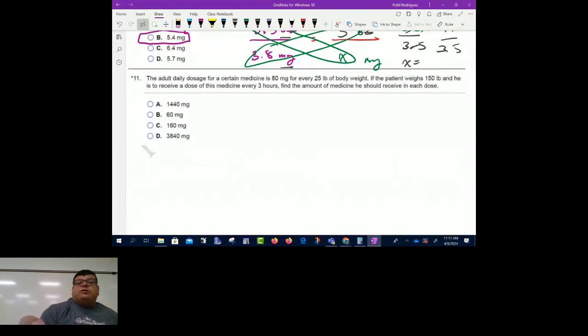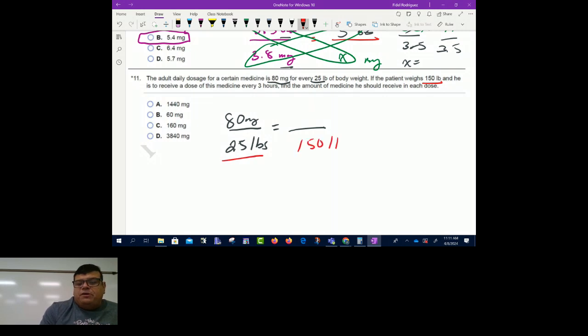Okay, so let's take a look, y'all. Again, like I said, for those of you who are going into nursing, y'all, this is how we do dosage calculations, okay? So look, we're going to take 80 milligrams of medicine for every 25 pounds of body weight, okay? This person weighs how many pounds? Y'all, we're going to put pounds here, right? We're going to put the number of milligrams over here, okay? So look, y'all, let's cross multiply.